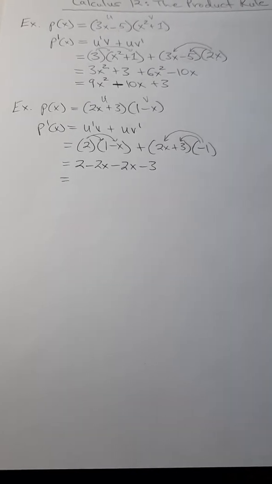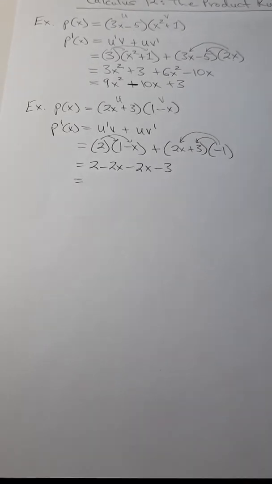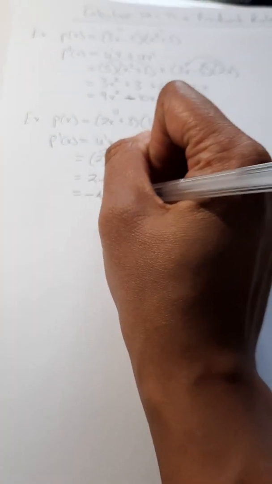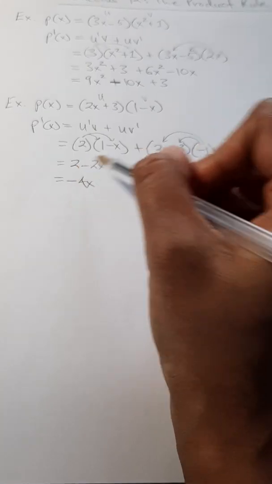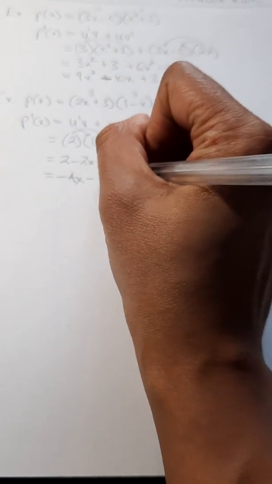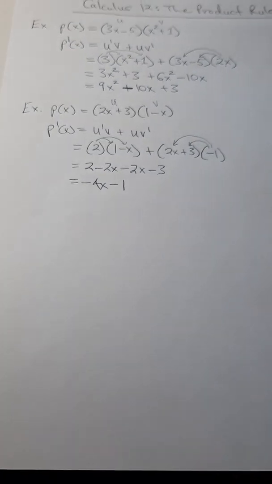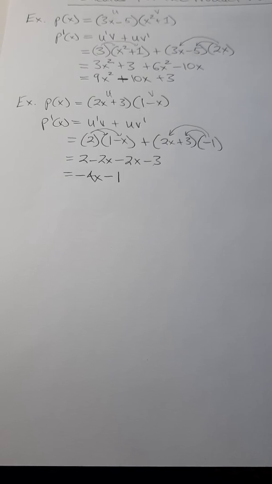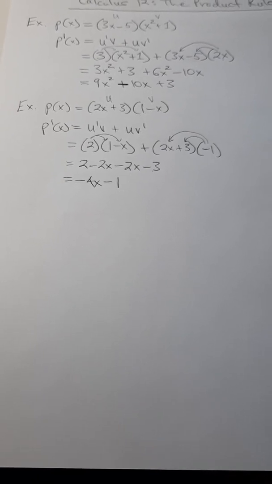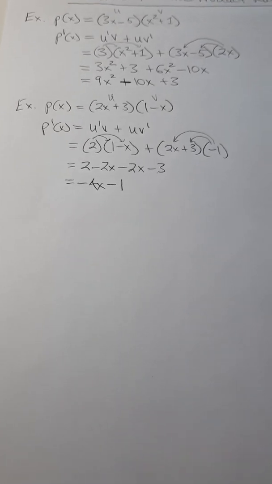Okay, so we can put our like terms together here. Okay, I see negative 2x, negative 2x. This is negative 4x. Okay, and then you are doing the 2 minus 3, which is negative 1. And that's my final answer there. It's negative 4x minus 1. All right, and this is how you're actually using the product rule.